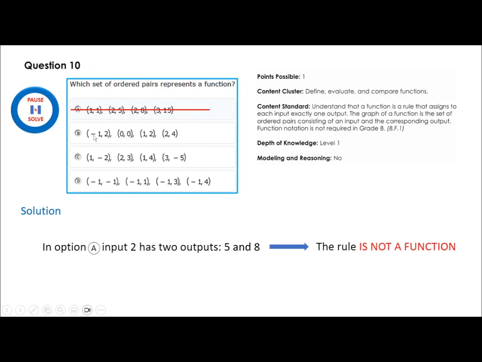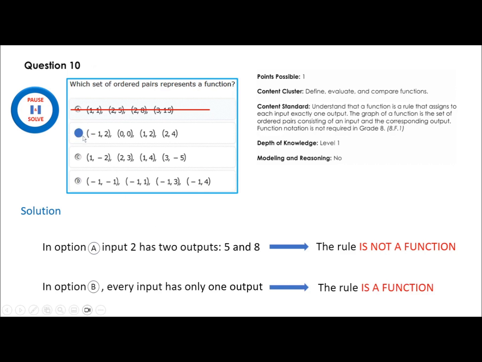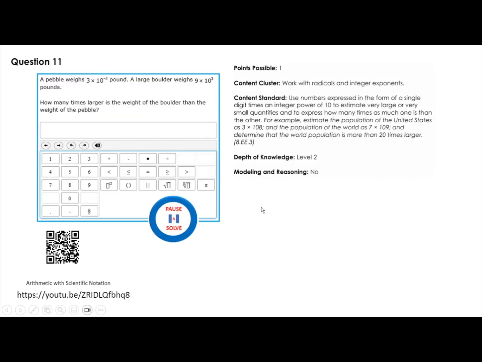The second one, negative 1 to 2, 0 to 0, 1 to 2, 2 to 4, that's fine. See, none of the inputs is repeated. So it is a function. So that's your answer. Now this one here again is not a function. Look, 1 is pointing to negative 2 and also is pointing to 4. So 1 has two images, that doesn't work, okay? And that one also, negative 1 has all these images, so that doesn't work either.